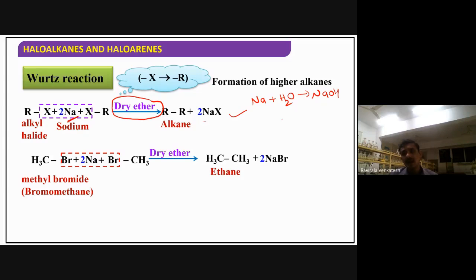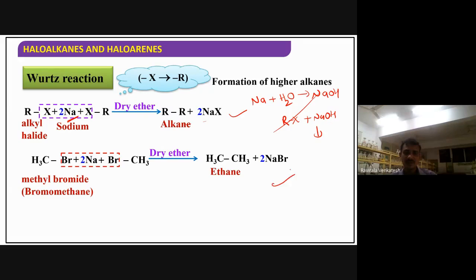In that case, RX will react with sodium hydroxide to give what? Alcohol. Understood here? Alkyl halides, when they react with moist ether in presence of sodium, you are going to get alcohols, but not alkanes. So to prevent this reaction, what do we have to take? Dry ether we need to take. If they ask in the examination, you have to give the answer like this.